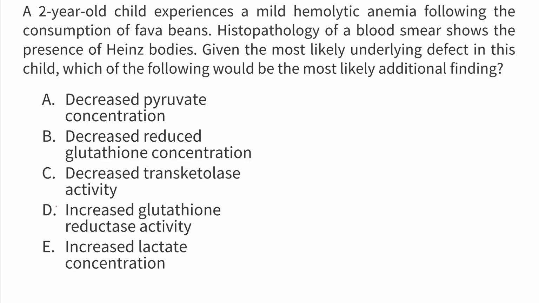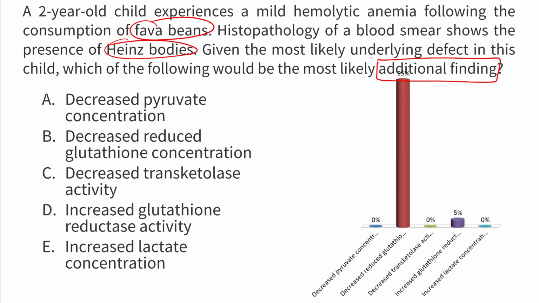So that increase, decrease, all that will come here. This is a case of, see, there are fava beans and Heinz bodies. So you know the diagnosis, that is G6PD deficiency. Okay, favism. Knowing that it is G6PD deficiency, what they have asked is an additional finding. So the additional finding is that they will have decreased glutathione concentration, reduced glutathione concentration.